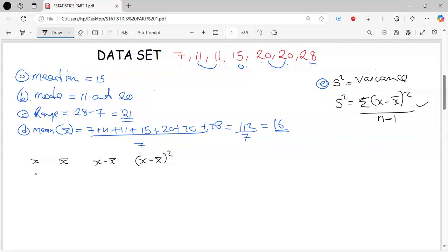So what I'm going to do is, the x values are those values. Now x represents the number of frequencies or just values. So I have 7, 11, again 11, 15, 20, and again 20. Then the mean now is always 16. So this is constant for this case.